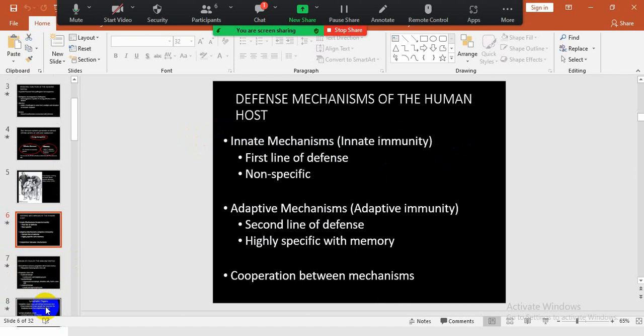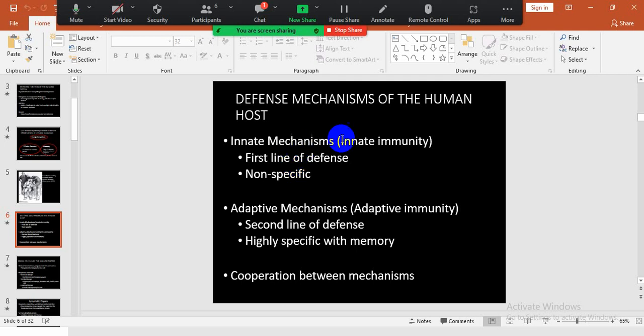So defense mechanisms of the human host. We have the innate mechanism. Innate means what? Something that is natural to you. Inheritance. That is you. Nobody can take it from you. So we have the first line of defense. It is non-specific. First line is like your body defending you from microorganisms. You know, when you have a cut, then the cut is open, microorganisms will go and infect it. But if the wound is healed, no microorganism can go inside and infect you.